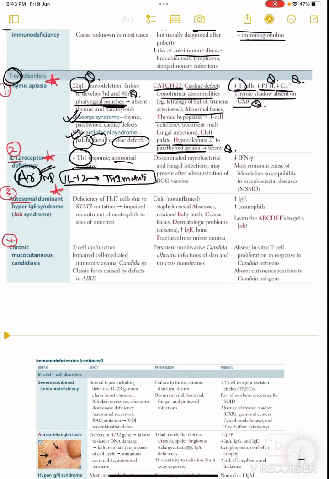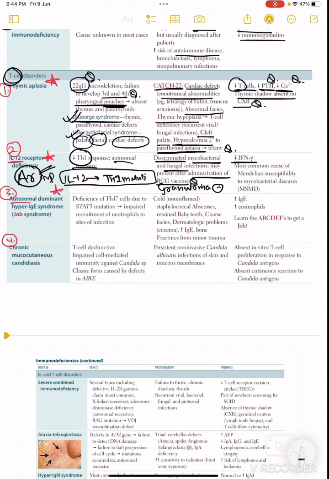Next, disseminated mycobacterial and fungal infections will be the cause, because interleukin 12 and T helper 1 cell maturation, we all know from the basic immunology classes, is very important for formation of granuloma. Since granuloma will not be formed, disseminated mycobacterial and fungal infections will ensue, and may present after administration of BCG vaccination.